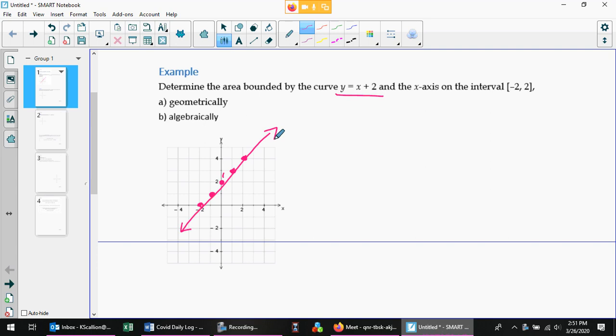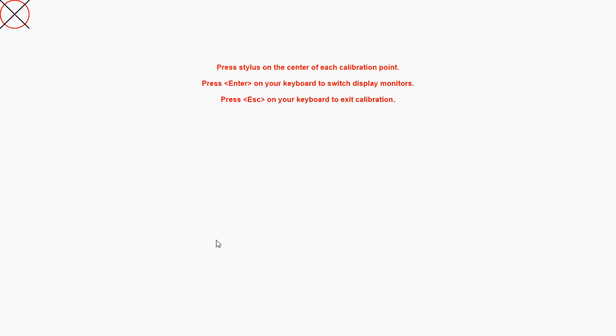Now this is saying it is bounded by, so it's not giving us the... actually it is bounded by the x-axis. -2 to +2. So from here to here, and the x-axis. So we're looking at this triangle here. So the base of this triangle will be 4. If you guys can calculate the area of that triangle, which I'm sure you can, it has a base of 4, has a height of 4.